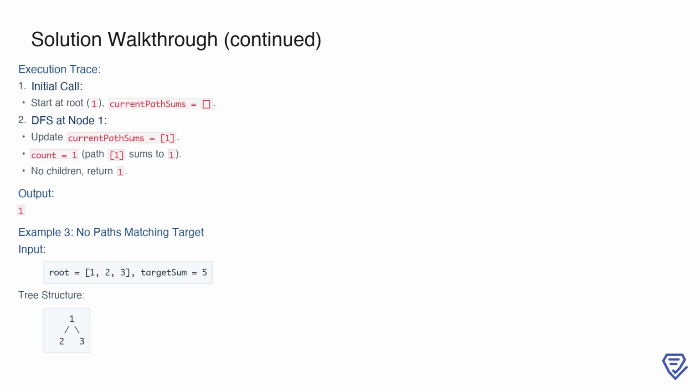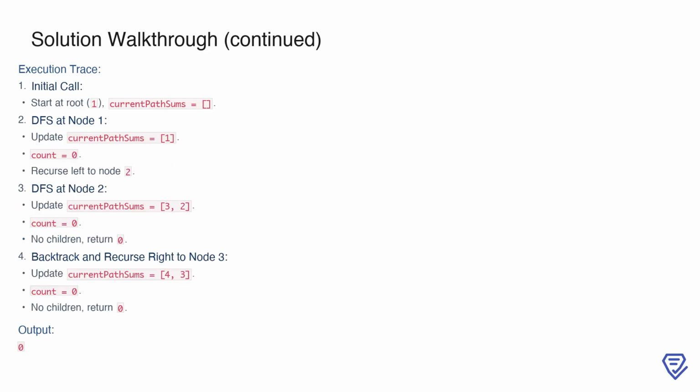Now, if we take a slightly larger tree with nodes 1, 2, and 3 and set the target sum to 5, we'll see a different outcome. In the tree with root 1 and children 2 and 3, the traversal begins at node 1. Here, the current path sums list is updated to 1, but no paths match the target sum. Moving to the left child, node 2, we update the path sums to 3, 2. Again, no matches are found, and since 2 has no children, we return 0 for this branch.